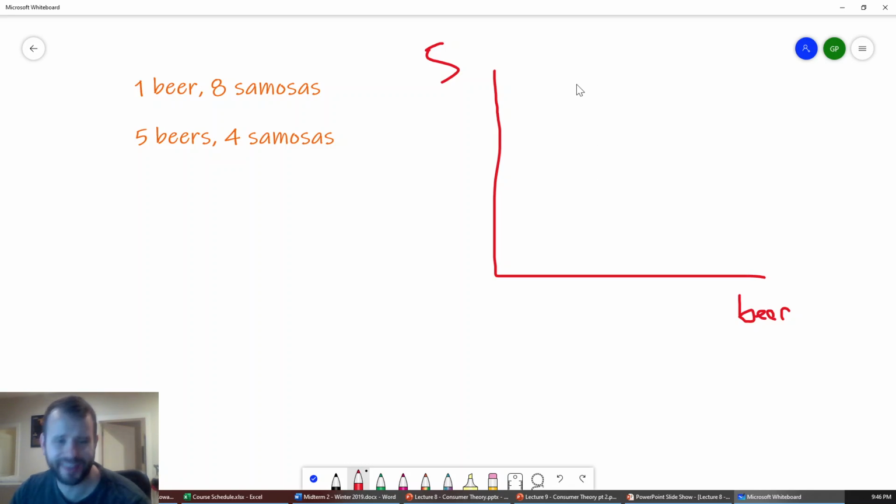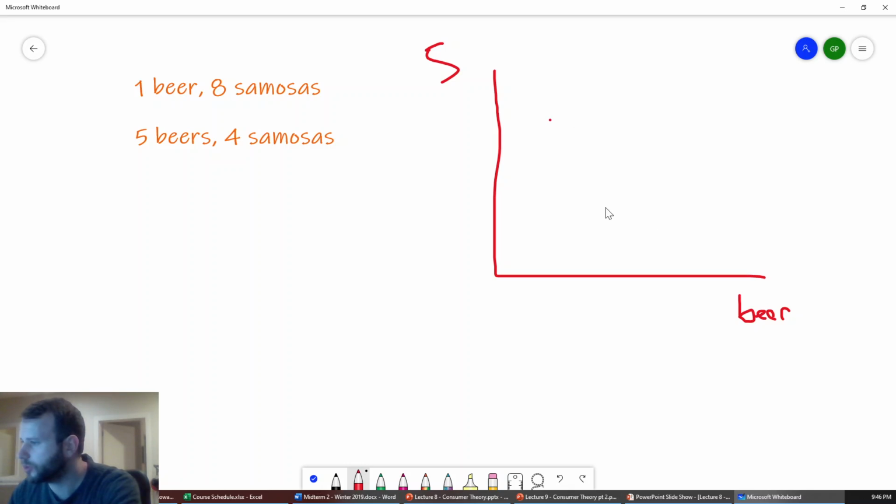We're gonna make the assumption that diminishing marginal utility applies, so therefore you prefer average bundles. You'd prefer somewhere in between, you prefer 3 beers and 6 samosas to either of these two consumption bundles. So it's going to have that curved out shape.